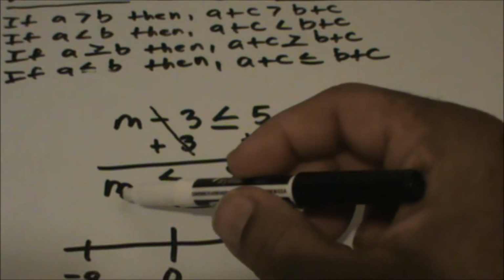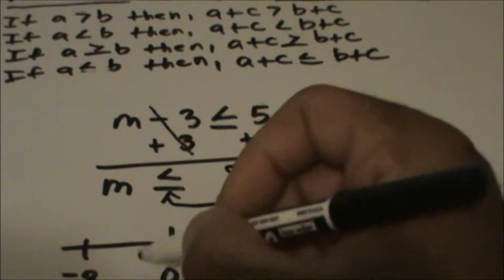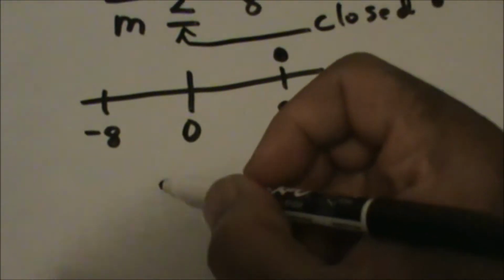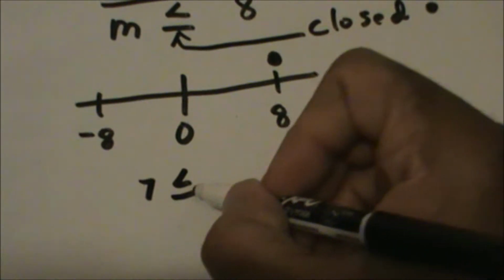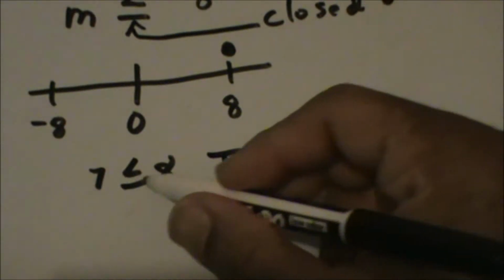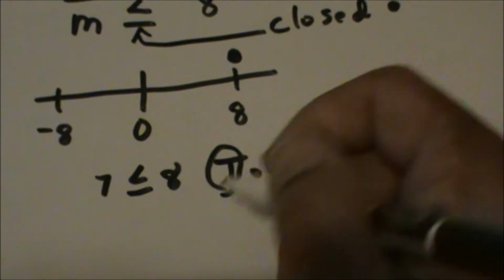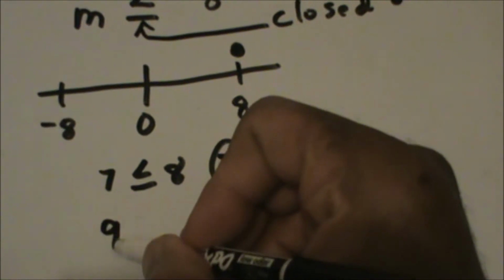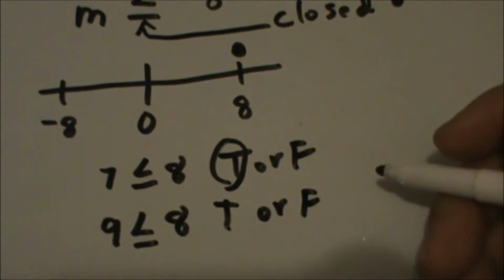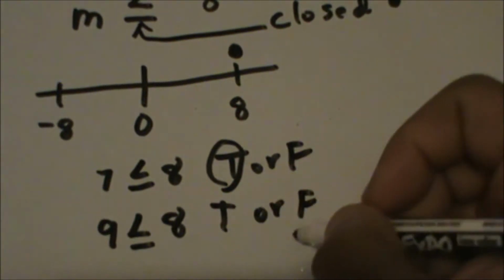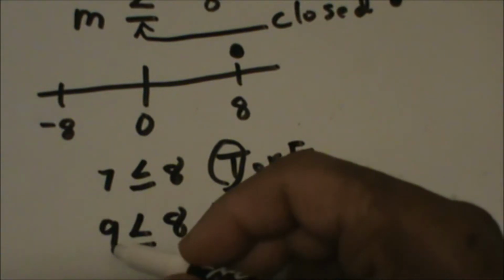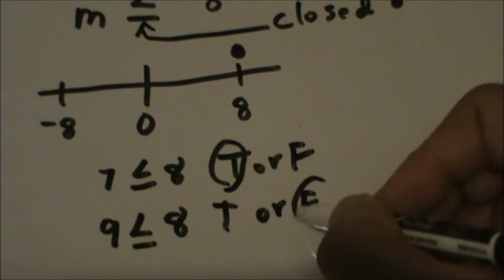Think about what numbers could represent m. For example, let's use some numbers and test it out. 7 is less than or equal to 8. True or false? That's true. Is 9 less than or equal to 8? True or false? Is that a true statement or false? It's false. 9 is not less than or equal to 8. It's not even equal, and 9 is not less than 8, so that's false.